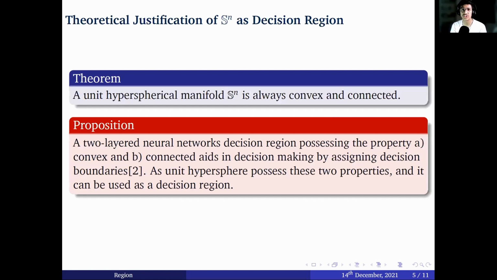So we try to justify with a theorem. A unit hyperspherical manifold is always convex and connected. So if Sn is convex and connected, does it aid the decision process? Yes, it does. As the unit hypersphere possesses these two properties, we can definitely use it as a decision region. The theorems and the proofs for the propositions are provided in our work. You can actually go and check it there.